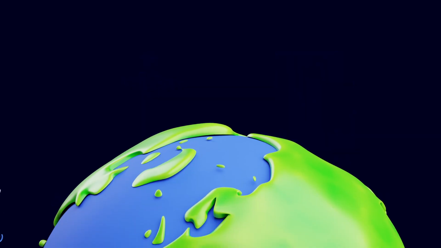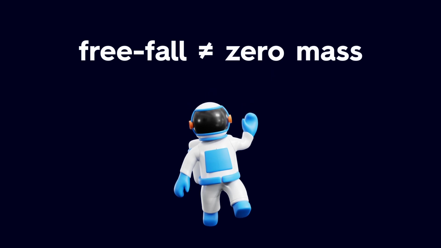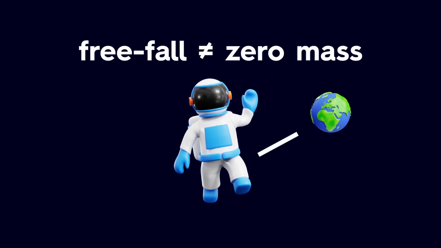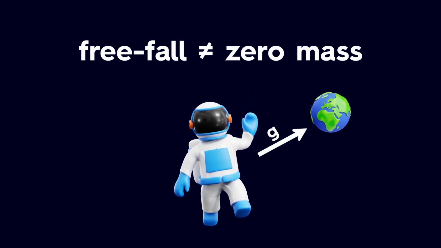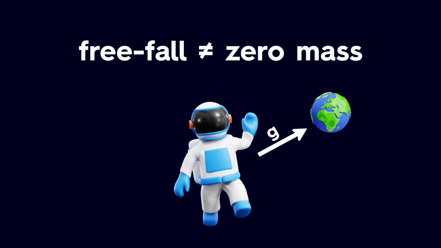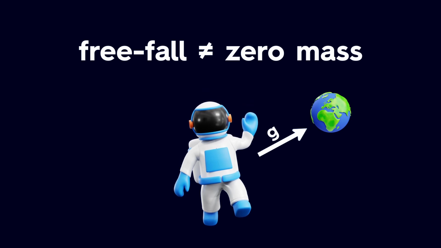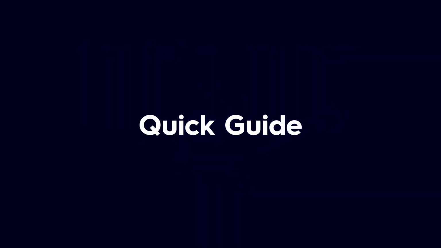Now, what about astronauts who feel weightless? In orbit, they are in continuous freefall, so the floor does not push on them. The true gravitational pull is still there, but the contact force is nearly zero, so they feel weightless, even though their mass never changed.